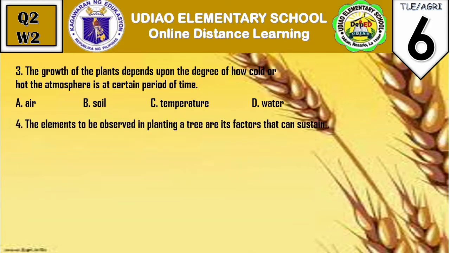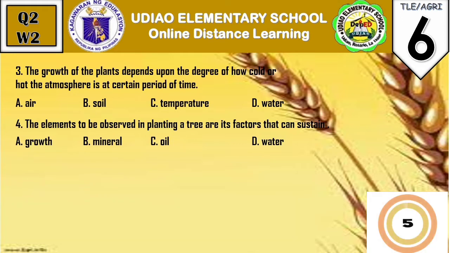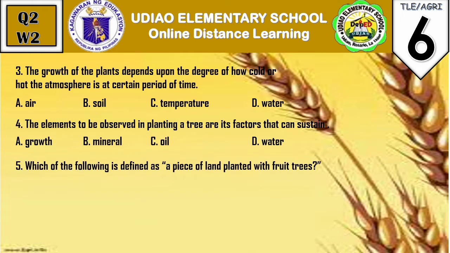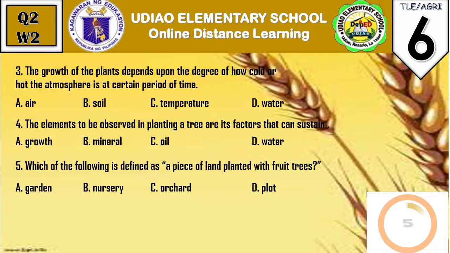Number 4. The elements to be observed in planting a tree are its factors that can sustain. A. Growth. B. Mineral. C. Oil. D. Water. Number 5. Which of the following is defined as a piece of land planted with fruit trees? A. Garden. B. Nursery. C. Orchard. D. Plot.